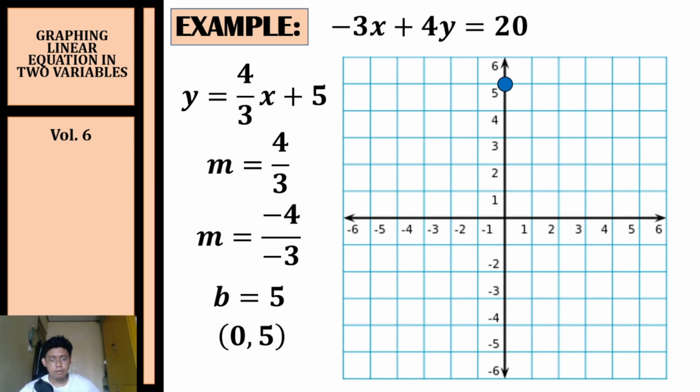So using this slope, -4 over -3, let's identify our next point. To get there, let's use the rise over run. Our numerator is -4, so we're going to move 4 units down. And then since our denominator is -3, we're going to move 3 units to the left, and that will be the location of our next coordinate. Now that we have 2 points, we can connect the 2 points to form a line. And this will be the graph of our equation -3x plus 4y is equal to 20.